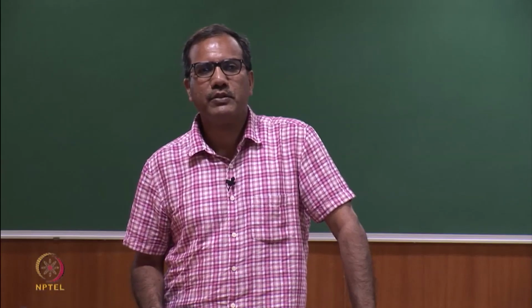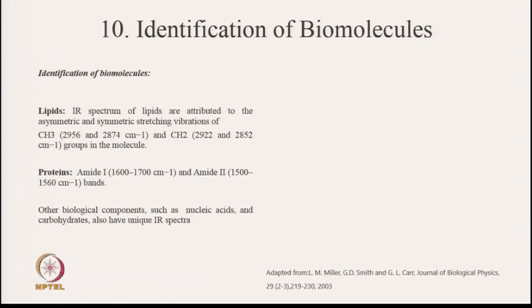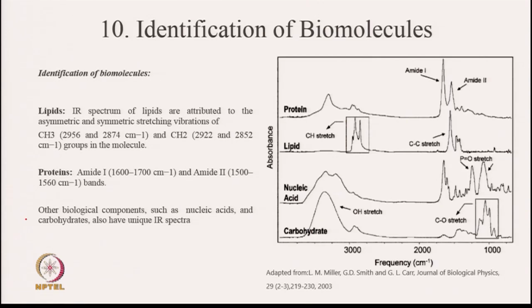FTIR can also be used for identification of biomolecules, for example lipids, proteins and DNA molecules. Each one of them has a specific band in IR spectroscopy. For example, protein has a band around this, whereas lipid has a band around this frequency. Nucleic acid has a PO stretching band around this frequency, and carbohydrate has a CO stretching band around this frequency.